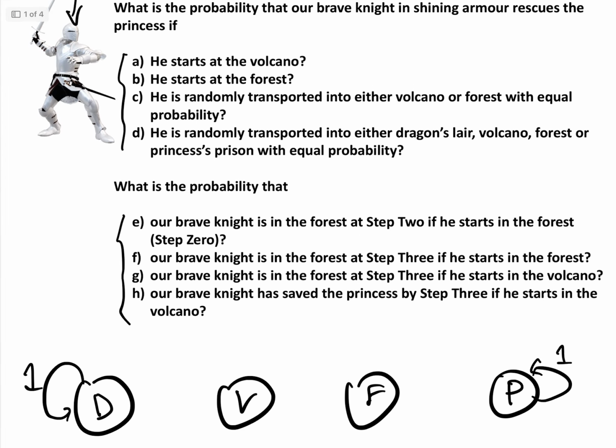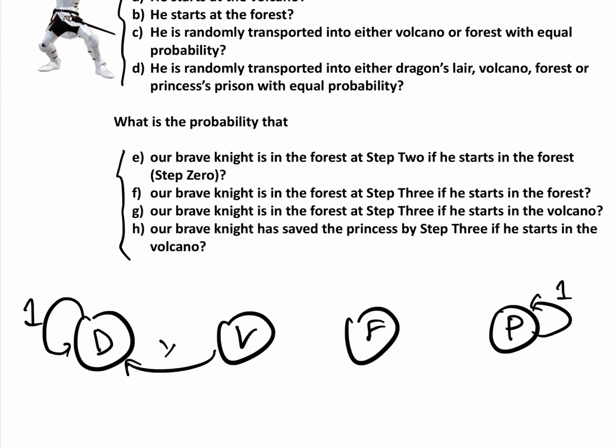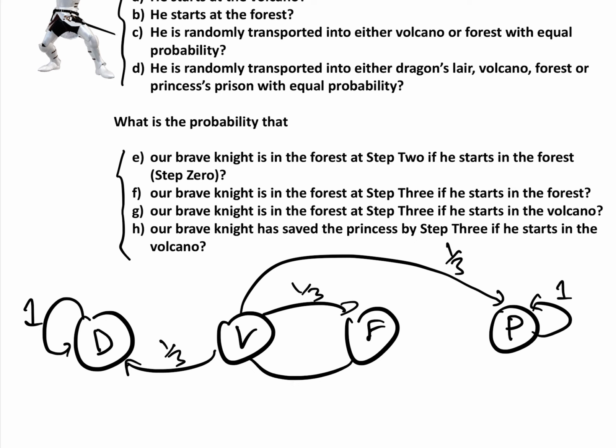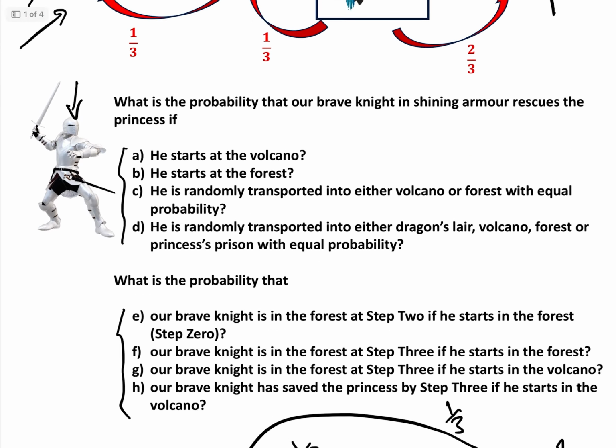From the volcano to get to the dragon was a third. Volcano into the forest was a third. And the volcano to the princess's arms was a third. And the forest was a third back to the volcano, and 2/3 chance of getting from the forest to the princess. Let's just check that.